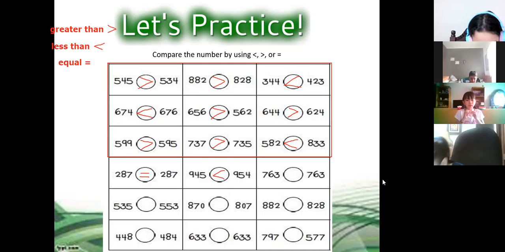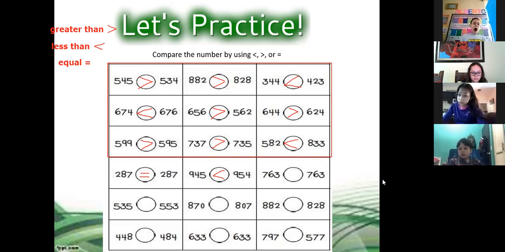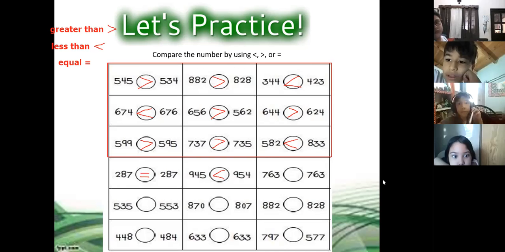Rebecca again? No, let's give the chance to somebody else. No? Okay, I'm going to choose the person. Fernando, you're the next one. 763. 763. Equal. They are equal. That's right. They are equal. They are the same. Perfect. Anna, next one.